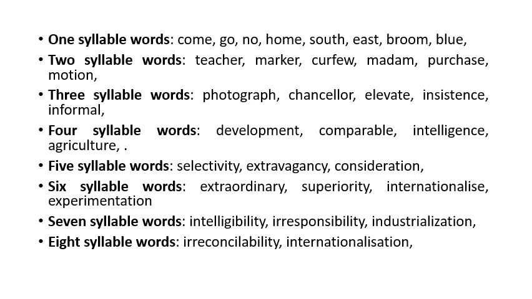Extravagancy, consideration. Then you have six syllable words: extraordinary, superiority, internationalize, experimentation. All these are six syllables. Then we have seven: intelligibility, irresponsibility, industrialization. Then we have eight: irreconcilability, internationalization.